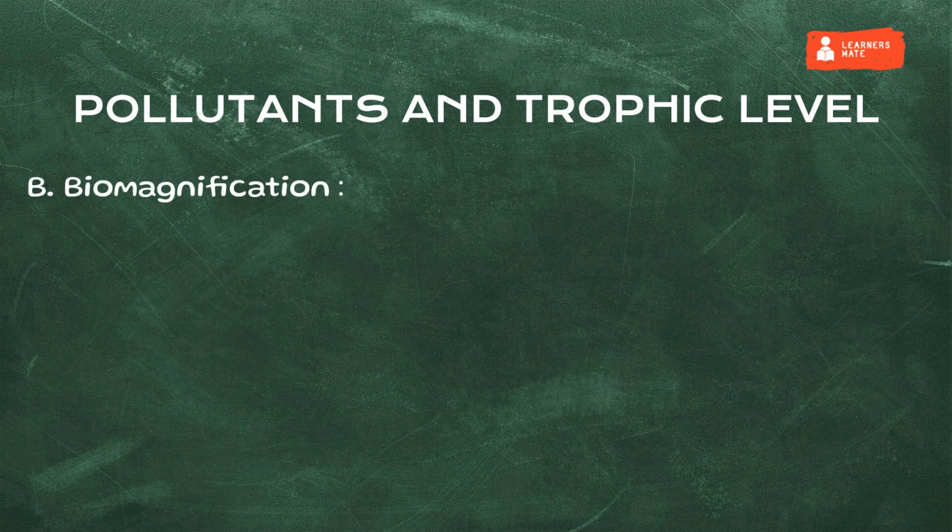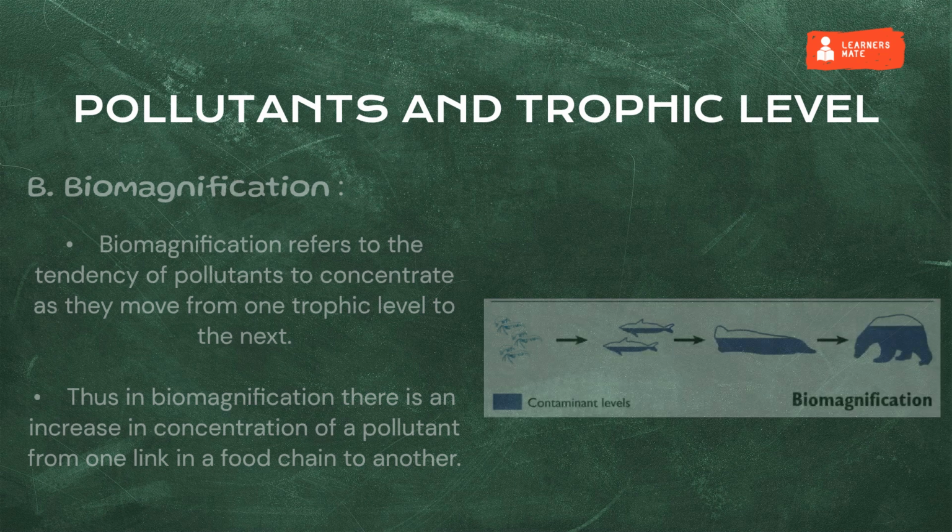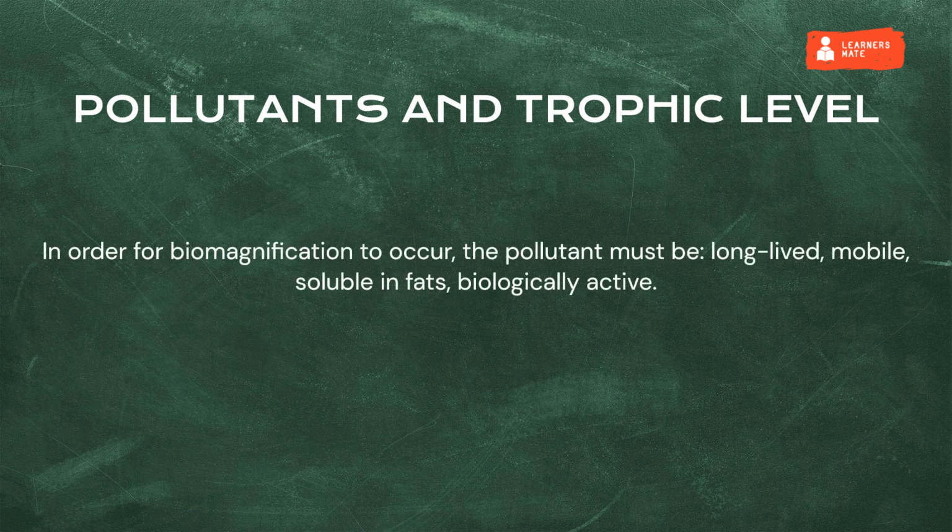Biomagnification refers to the tendency of pollutants to concentrate as they move from one trophic level to the next. Thus, in biomagnification, there is an increase in concentration of a pollutant from one link in a food chain to the other. In order for biomagnification to occur, the pollutant must be long-lived, mobile, soluble, and in fact, biologically active.